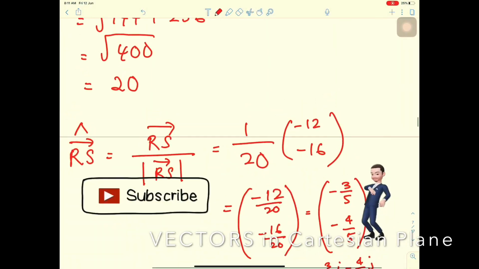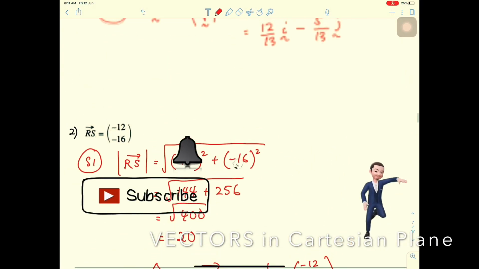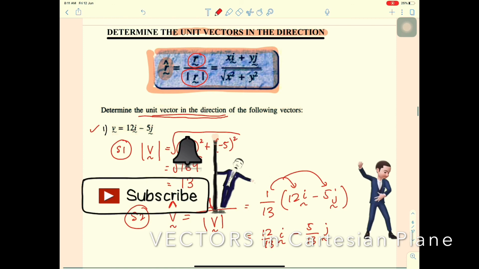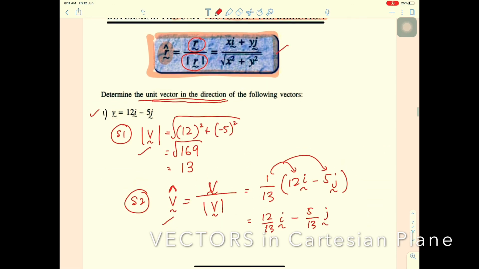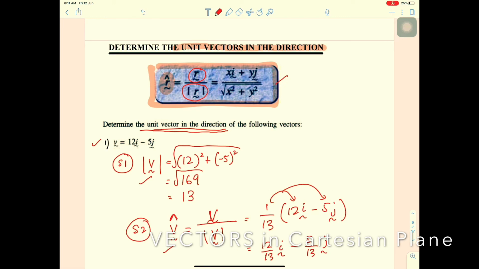So this is the answer. Again, to form the unit vector in the direction, this is the formula. First step, find the magnitude, and second, using the formula, find the unit vector in the direction. Until now, I hope you understand.